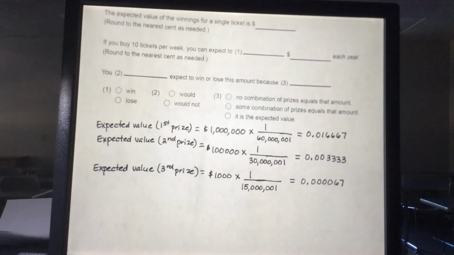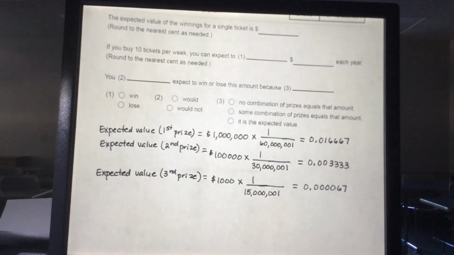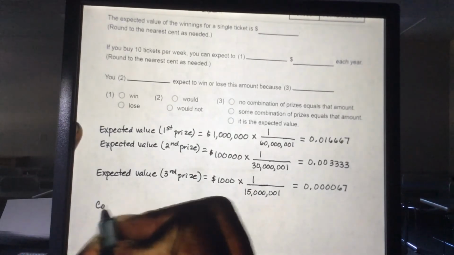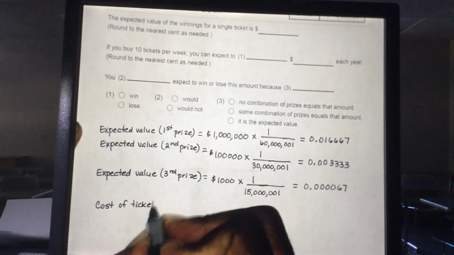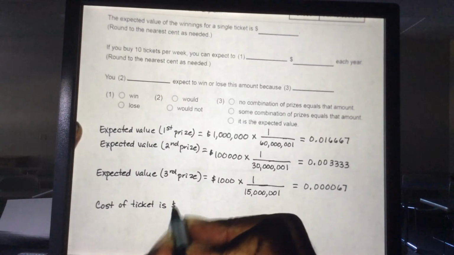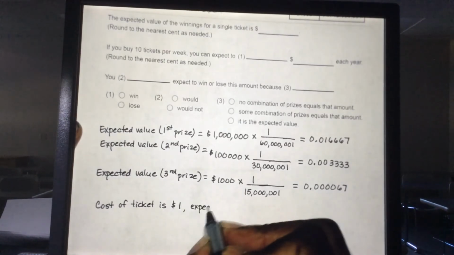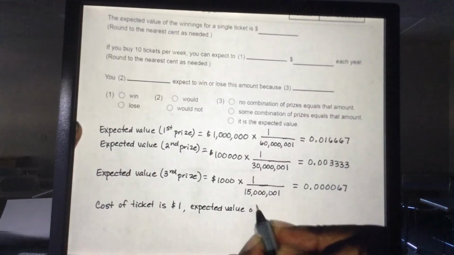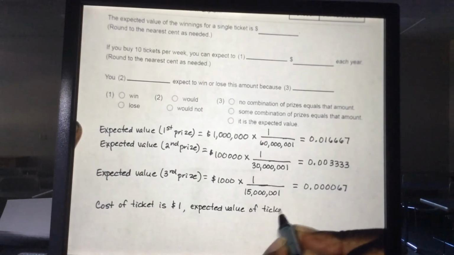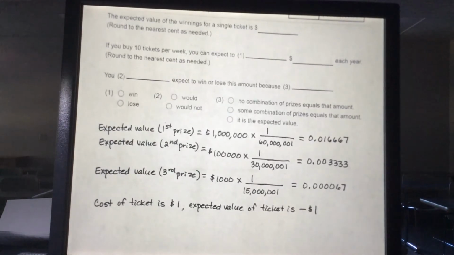Now, let's think about this for a moment here. The cost of a ticket was, one lottery ticket costs $1, as indicated in that example. So here the cost of the ticket is $1. And if you're paying for it, then that means you're losing $1. So the expected value of the ticket is a negative $1.